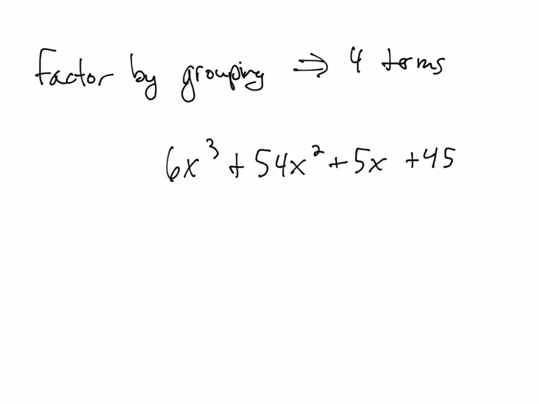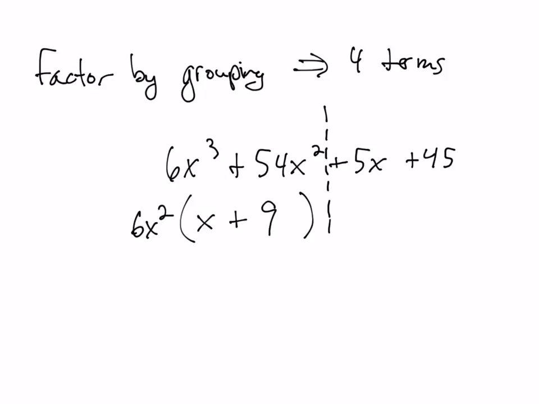So we will factor by grouping when we have a polynomial expression that has 4 terms. So this expression, 6x cubed plus 54x squared plus 5x plus 45, has 4 terms. To factor this, we split it into 2 equal parts, and we think about the left-hand side first. We want to find the greatest common factor between 6x cubed and 54x squared, and the greatest common factor between those 2 terms is 6x squared. So what we're left with inside is x plus 9.